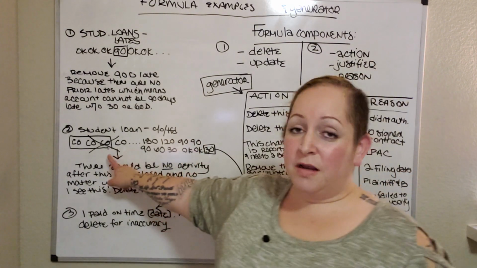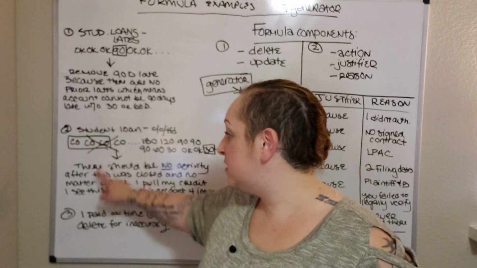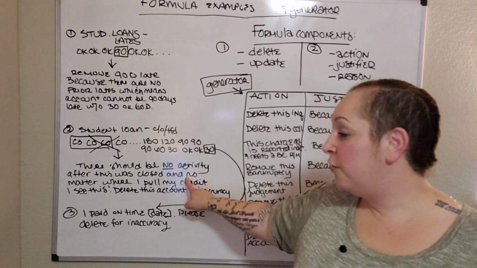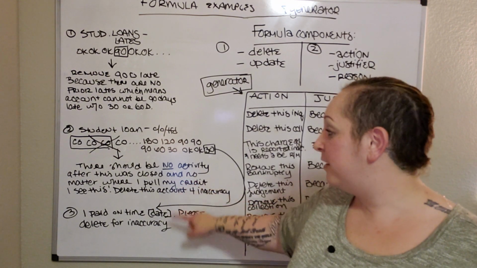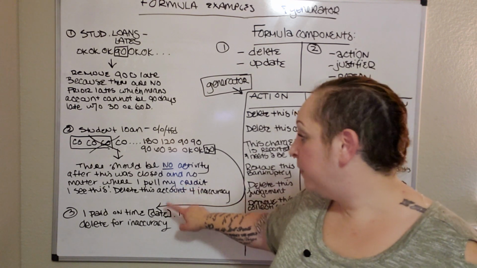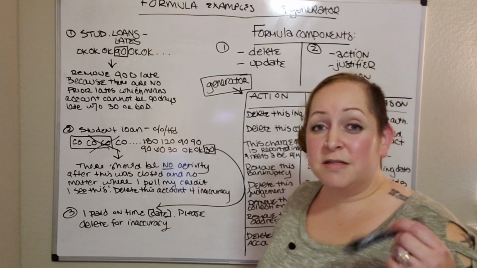So using the scenario of, hey, no activity after the account was closed, you would say there should be no activity after this account was closed, and no matter where I pull my credit report, it is the same. I see this everywhere. Delete this account for inaccuracy, okay? Now, let's look at the second one.